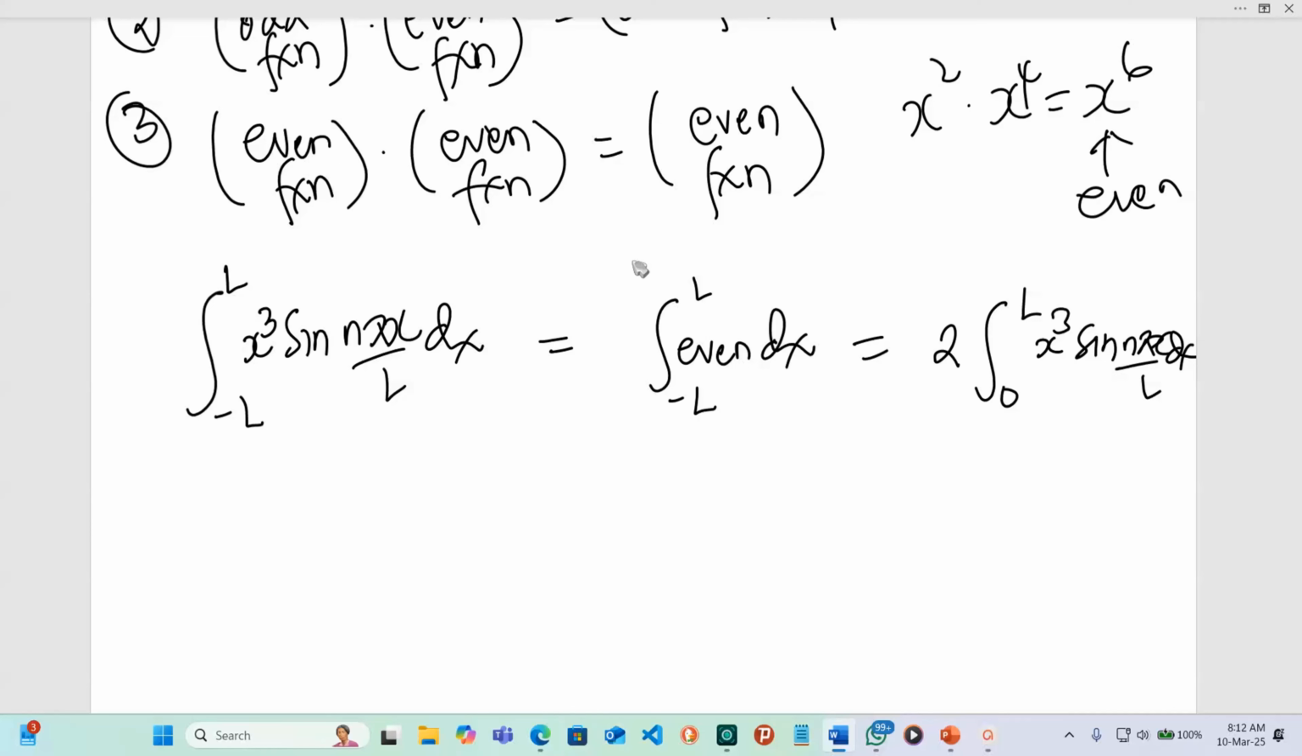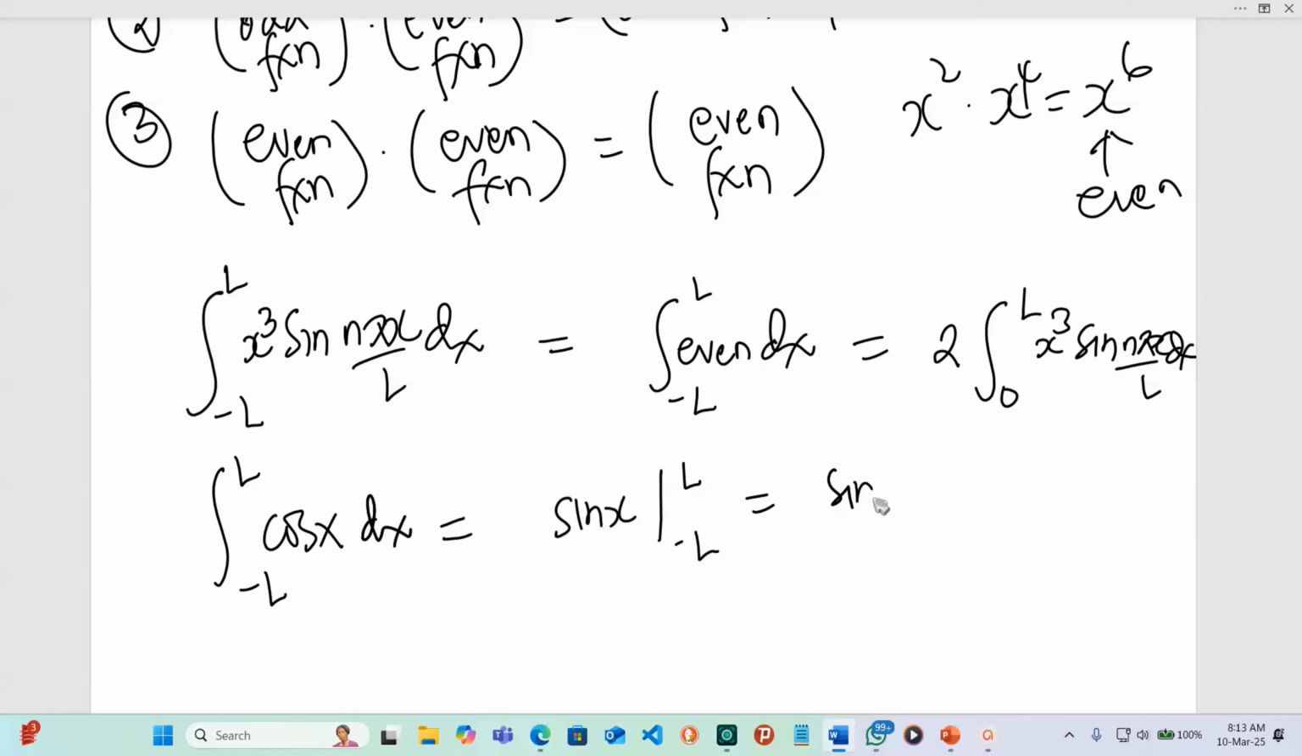Let us take an example of integrating an even function like cos x from negative r to r with respect to x. This one itself is going to be sine x, from negative r to r. This becomes sine r minus sine of negative r. This is giving us sine r plus sine r, which is 2 sine r.